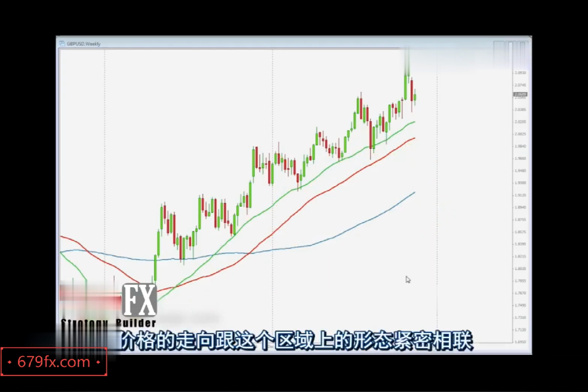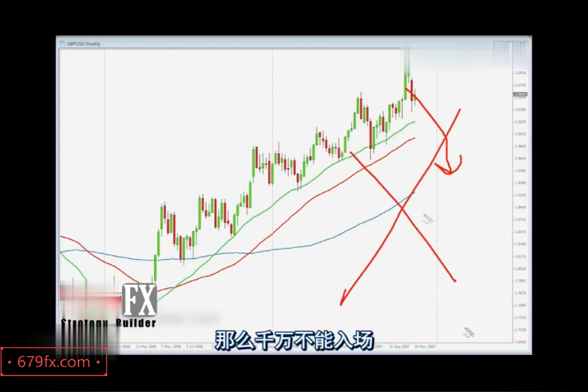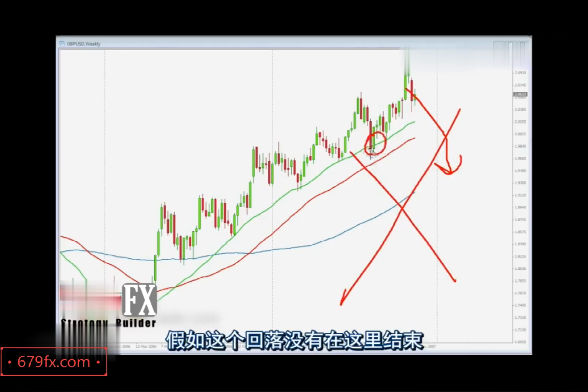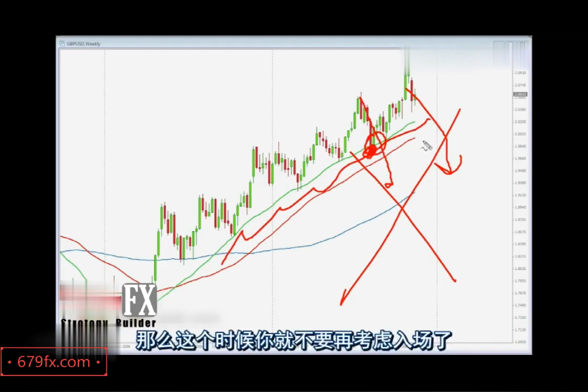It's an area that price is somehow bound to react to, either to breach it, and if it breaches through, then you don't want to search for long entries anymore. Let's say this retracement didn't stop here, but instead it went all the way down here. That means that the dynamic area of support was not strong enough to hold the retracement, and therefore you don't want to be searching for long entries anymore.